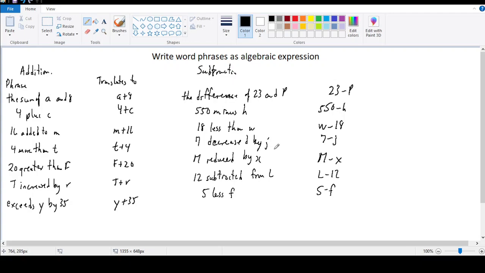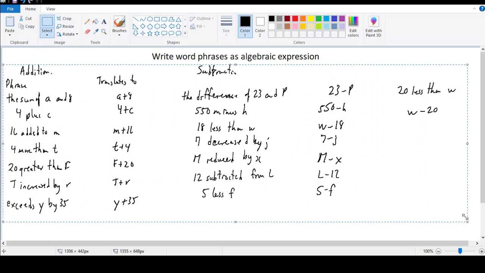Now be careful. If we have, for example, 20 less than W, we are going to say W take away 20. That's how that reads. The terms are reversed in this case. So 20 less than W is W less 20. That's what we mean by this. Let's go for multiplication and division.